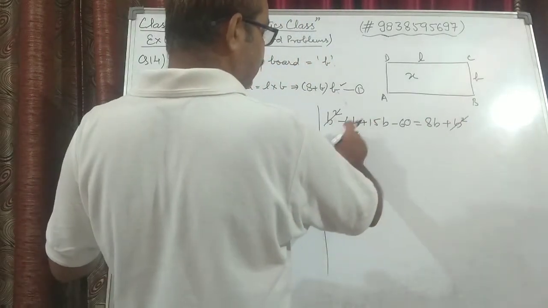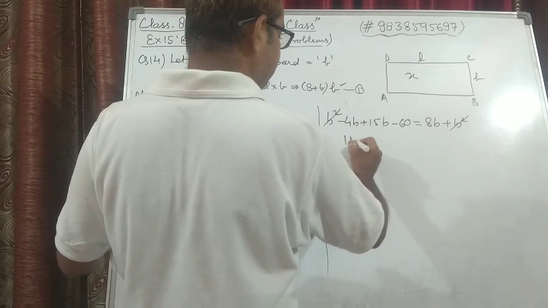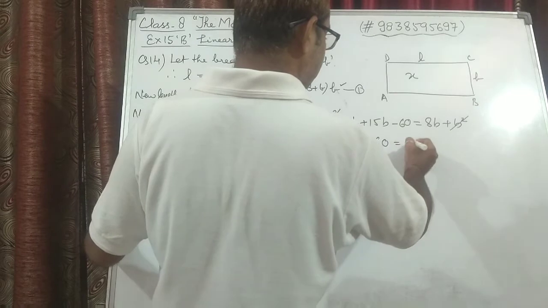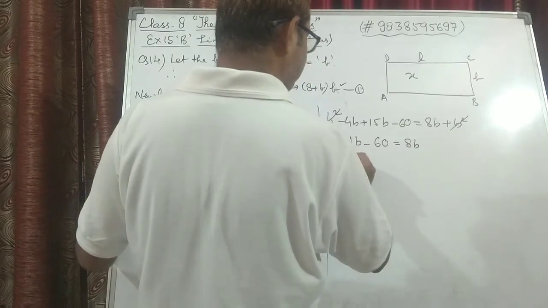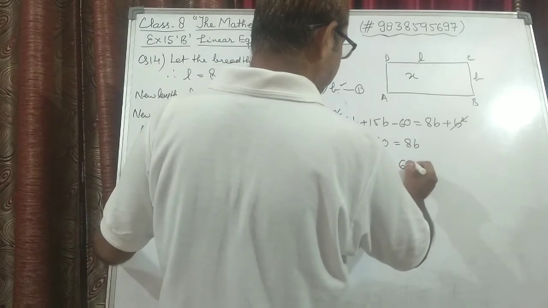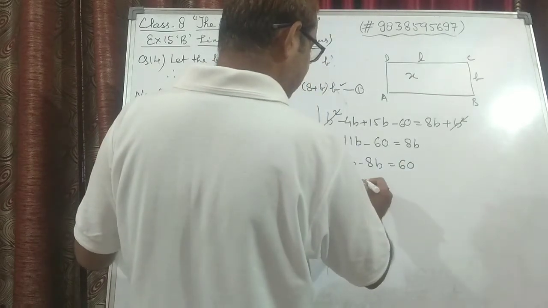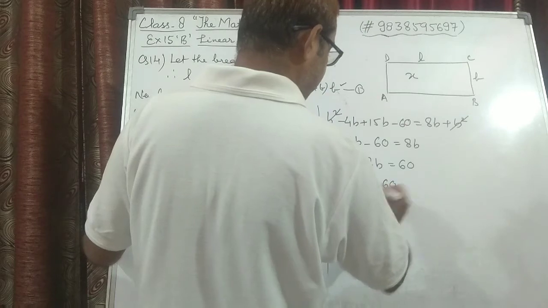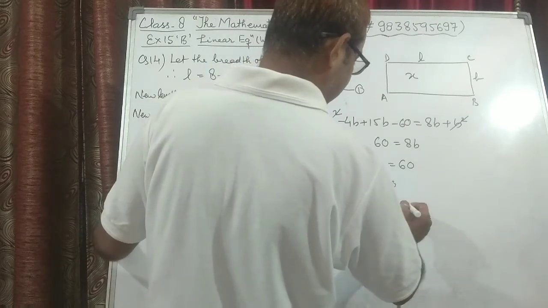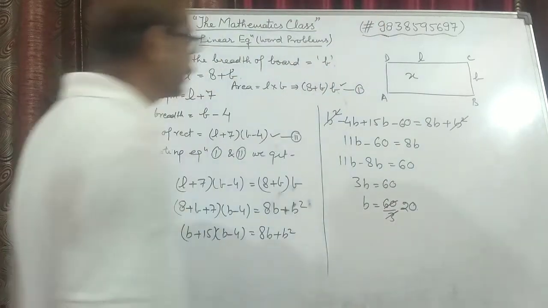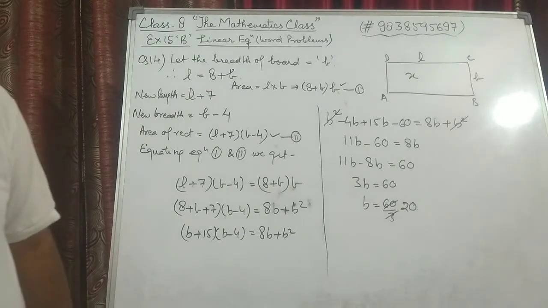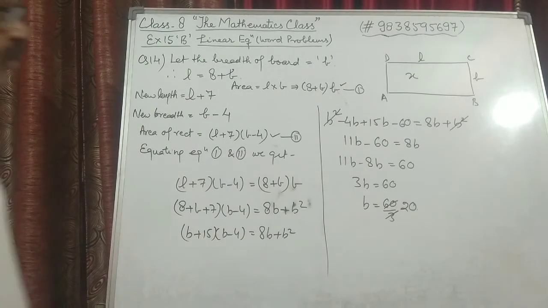Now 15 minus 4 is 11B. Minus 60 is equal to 8B. 8B comes to this side, so 11B minus 8B is equal to 60. So 11 minus 8 is 3B is equal to 60, which implies that B is equal to 60 upon 3, that is 20 units. The breadth is 20 units and we have to find what is the length of the blackboard.